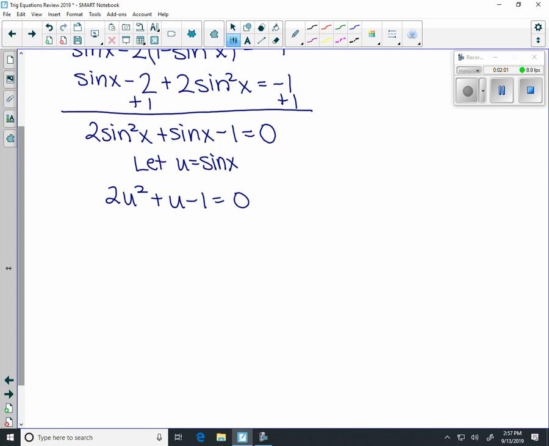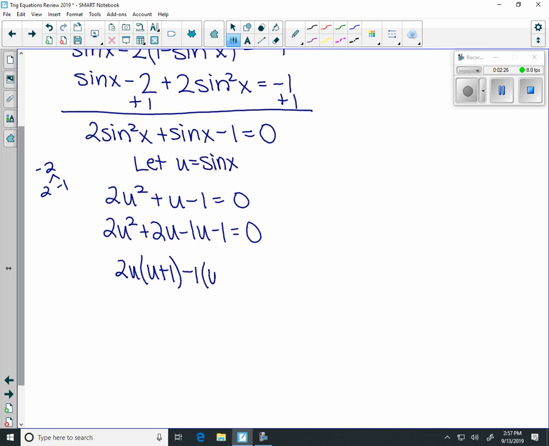2 times -1 is -2. Two numbers that multiply to -2 and add to 1 are +2 and -1. So 2u squared plus 2u. For my first 2 terms, I can take out a 2u. My second 2 terms have a -1 in common. Again, just like we talked about in class, you're going to see a lot of 1/2s and 1s.